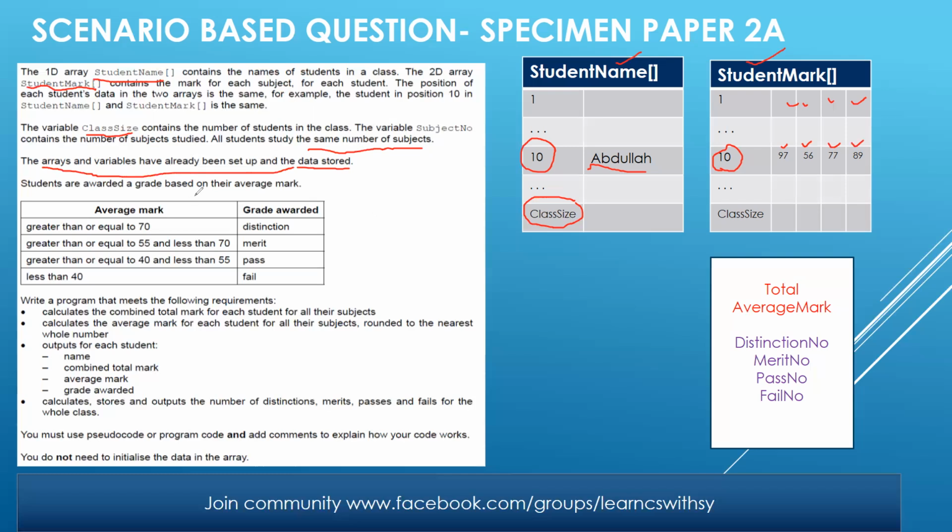Students are awarded a grade based on their average mark. Now, greater than or equal to 70 is going to be a grade awarded distinction. Greater than or equal to 55 and less than 70, this is the range, then he will score a merit. Greater than or equal to 40 and less than 55, the grade is going to be pass. Less than 40 is going to be fail. So this is the criteria given to you.